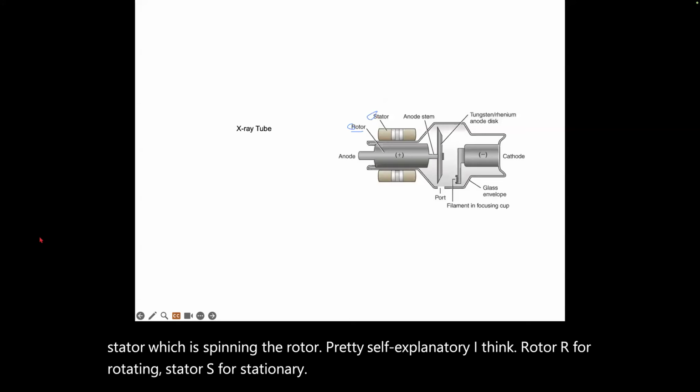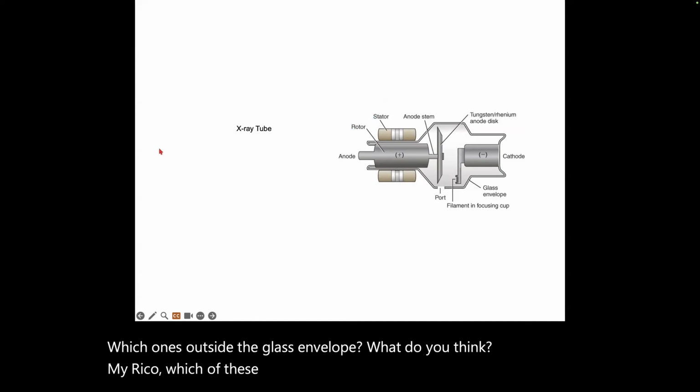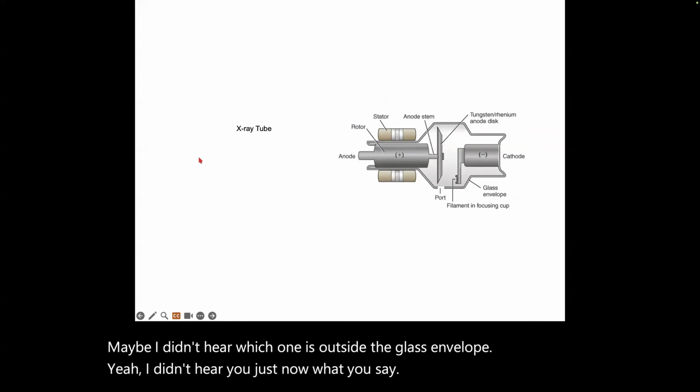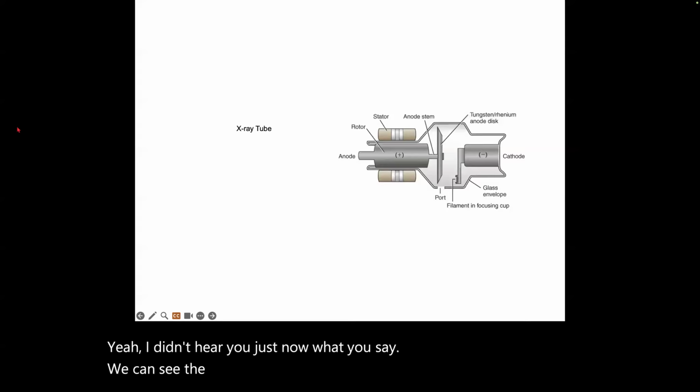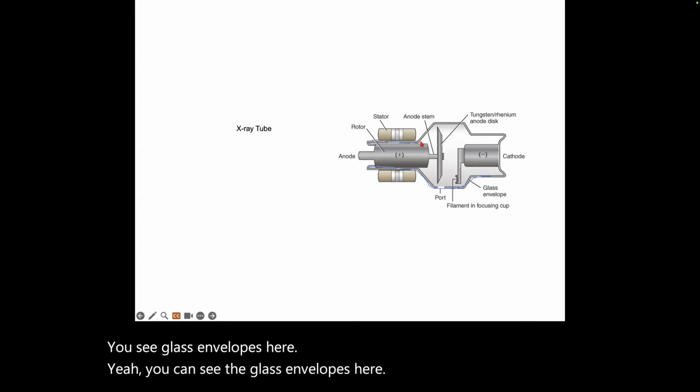Which one's outside the glass envelope? What do you think, Rico? Which of these is outside the glass envelope? I'm gonna say the rotor. Maybe I didn't hear you. Which one is outside the glass envelope? I said rotor, but you can see the glass envelope here. Take a look. You see the glass envelope. See it? Yep.